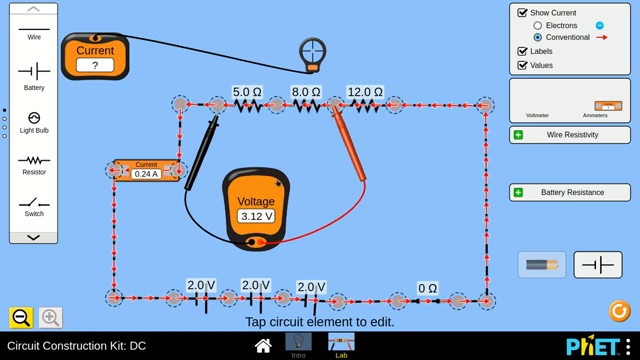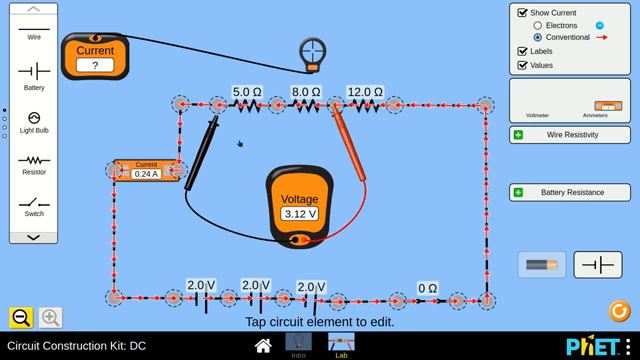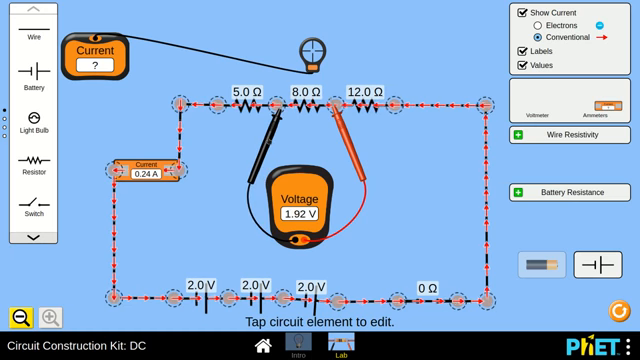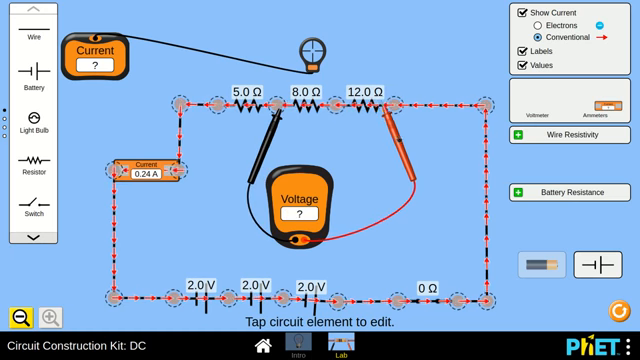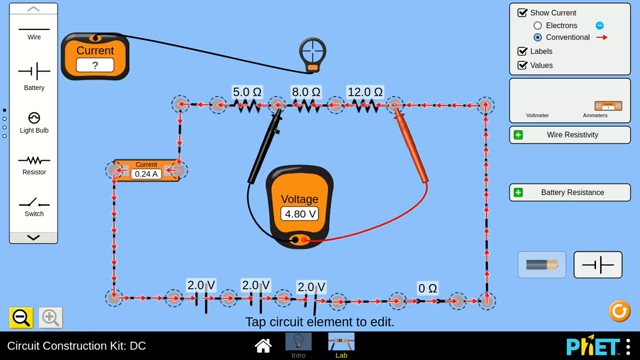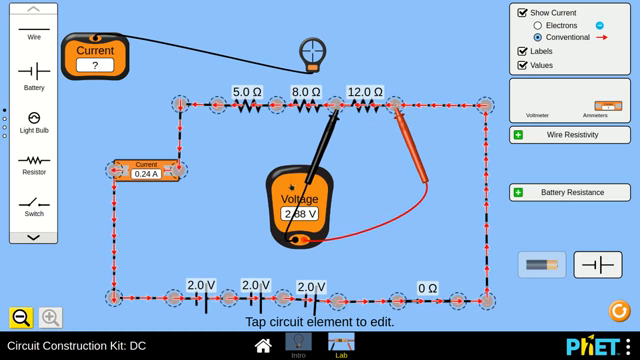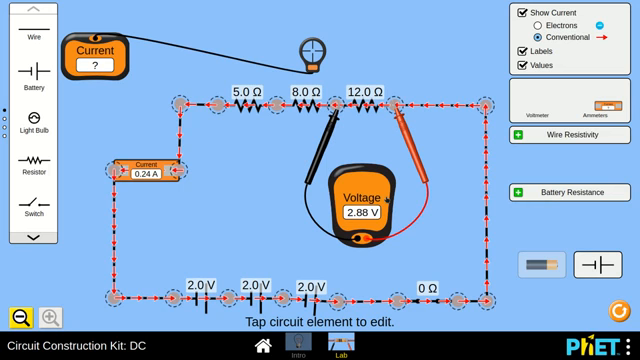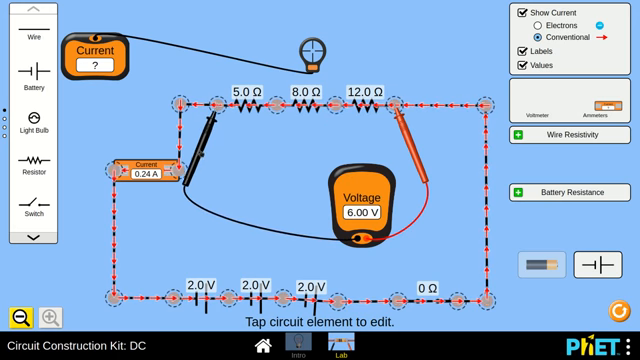and if you move on to the next one, you will see that it is 1.92 volt, and across the 12 ohm resistor, you can see the voltmeter reads 2.88 volt. You can understand from this that if you sum up the potential differences across the three resistors separately, you will get 6 volt.